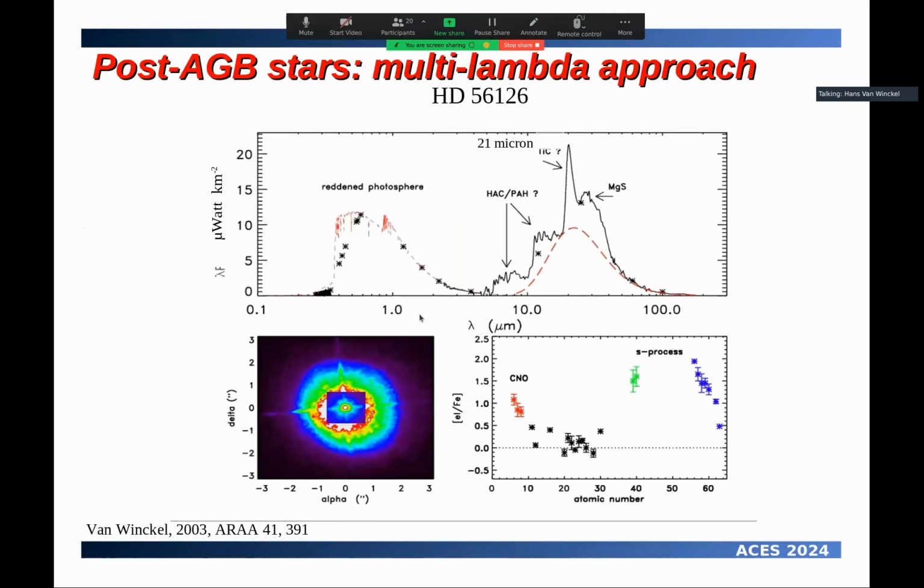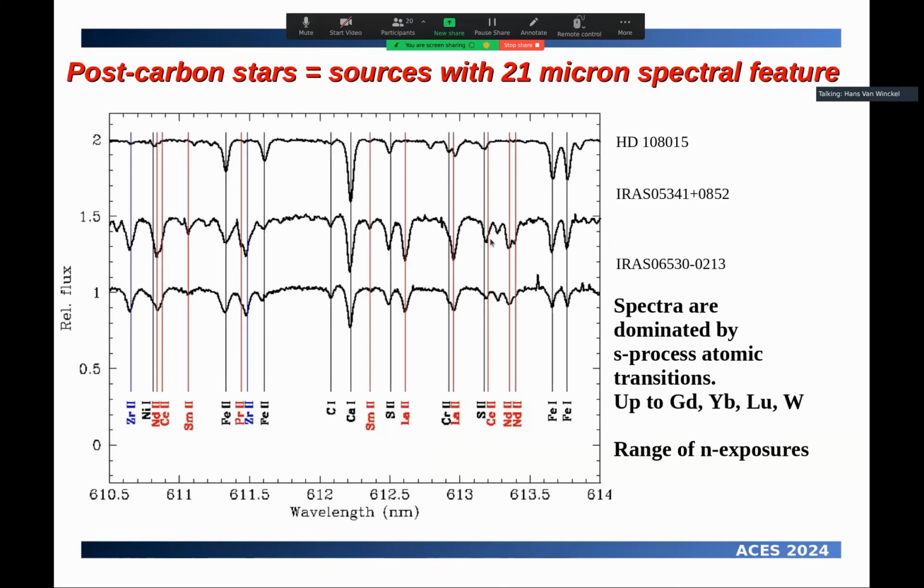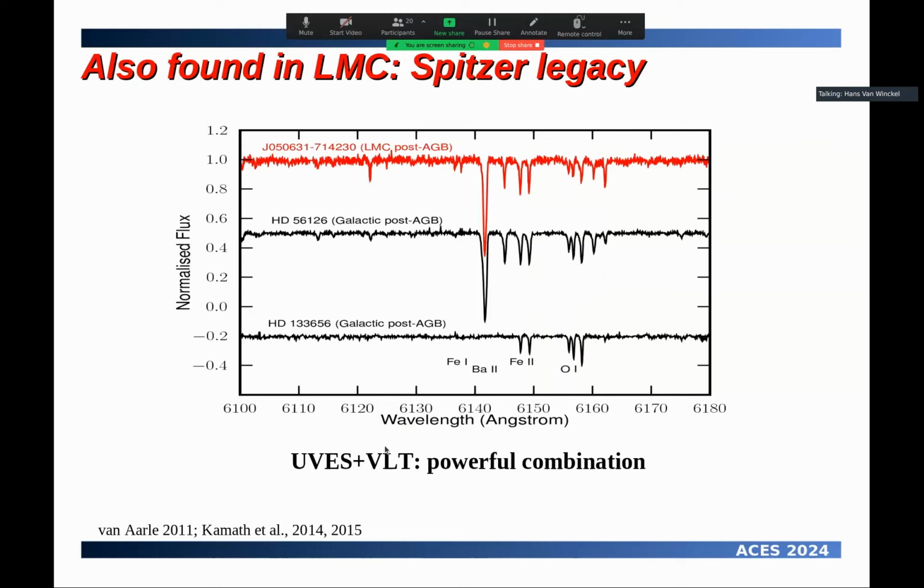Post-AGB stars are multi-wavelength objects, because you have the infrared, of course, where the dust is shining, and you have the photosphere. We focus in this talk on the stars where we can trace the photospheric abundances. This is another example of three spectra. This is a very tiny region, and all the S process elements are marked, either the zirconium, so the light S process elements, or the heavy S process elements. You can trace up to tungsten and in fact up to lead. And we do it in the LMC as well.